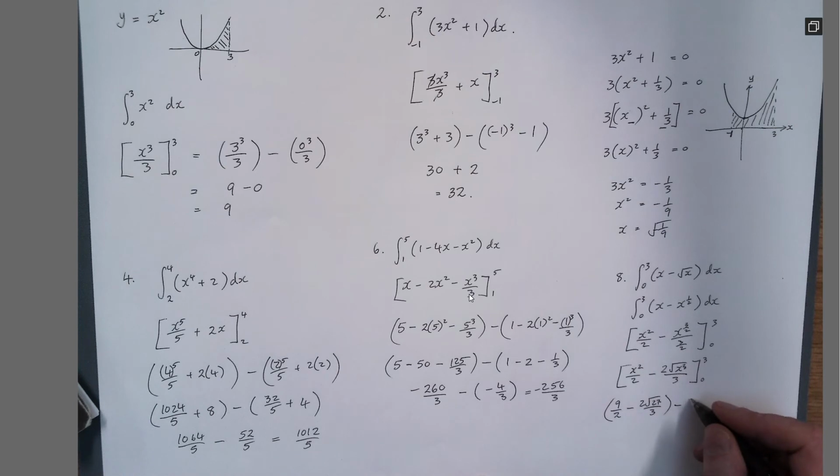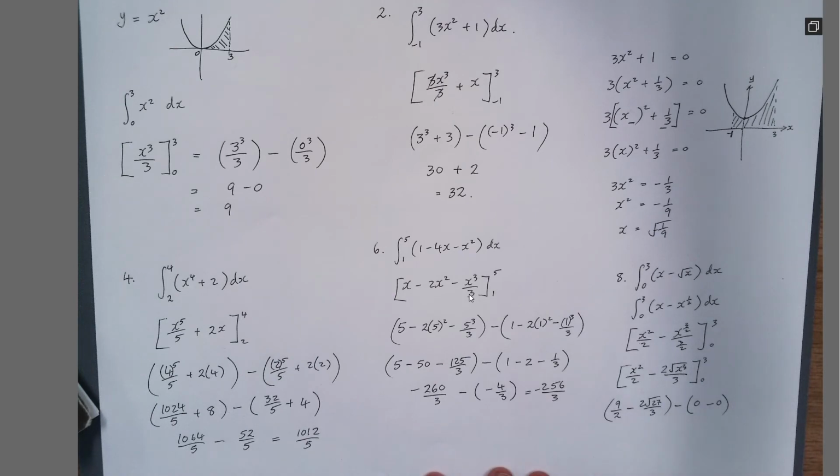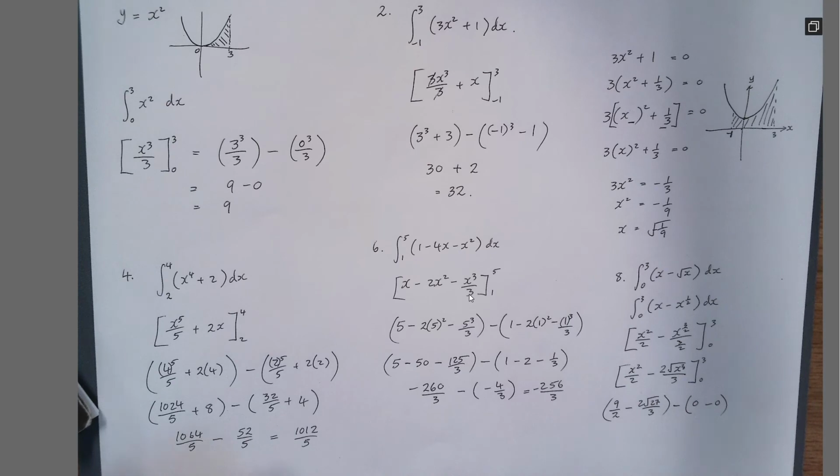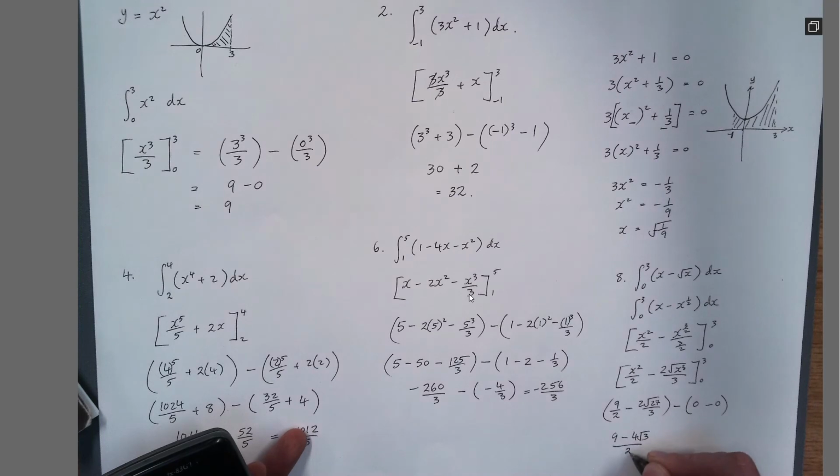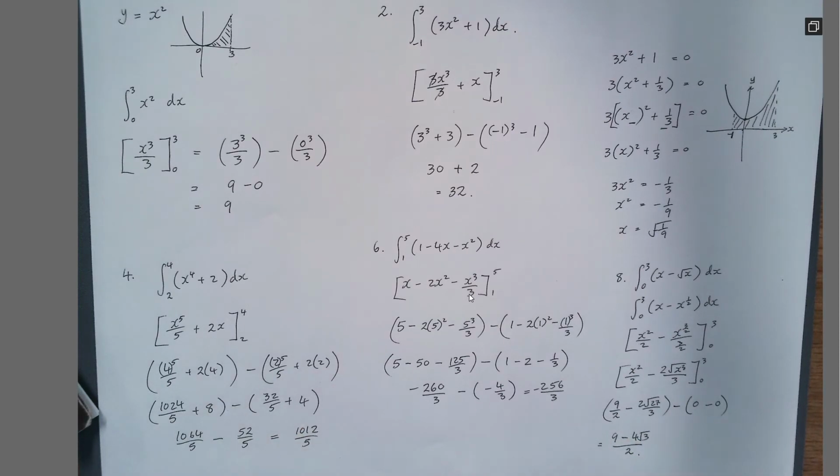Minus the value at 0, which is 0 minus 0, because when you cube 0 you get 0, and the square root of 0 is 0. So the lower limit gives zero. Then in the calculator, it's 9 over 2 minus 2 times the square root of 3 cubed over 3. To one decimal place, it's 1.035.